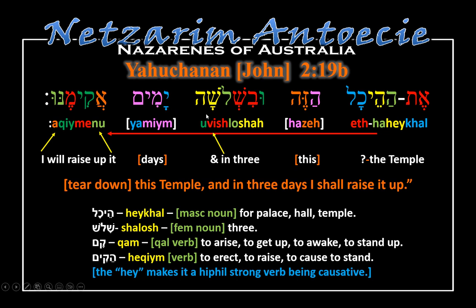And then we have yamim, meaning days. Akimenu, I will raise up it. Now the nu at the end, what we discovered is when there's a dagesh in the nun, it still remains like single. It can be he or it. That's a thing which we discovered as we went along in our learning, that it's it or he. So in this case, of course, because it's talking about the temple, it's it. I will raise up it.